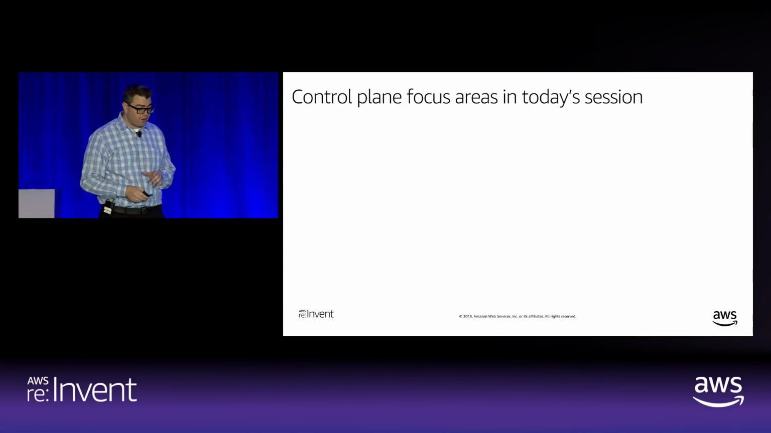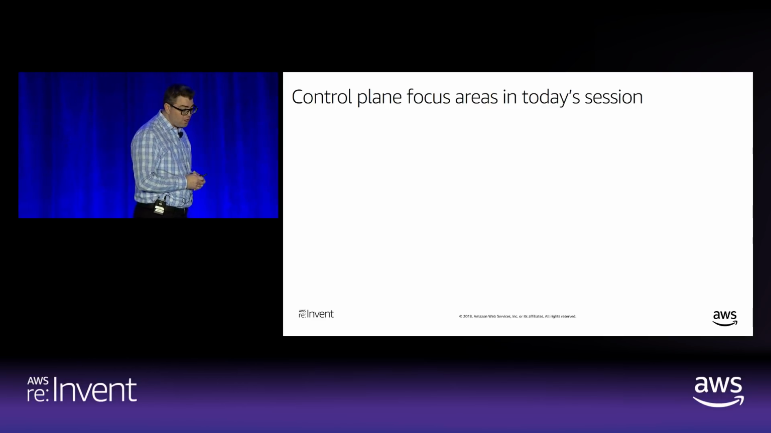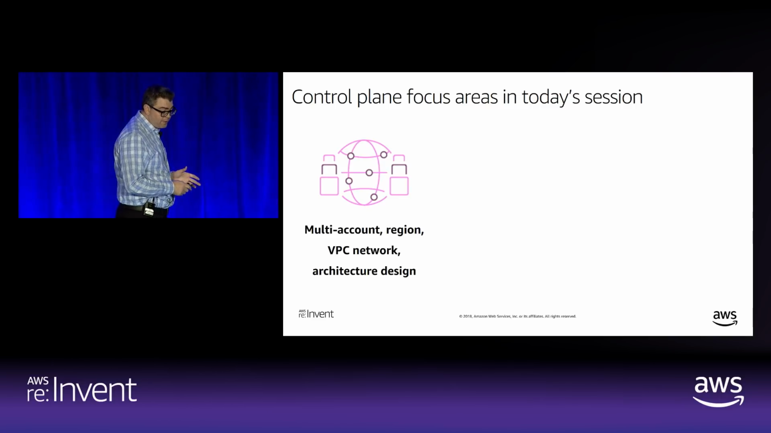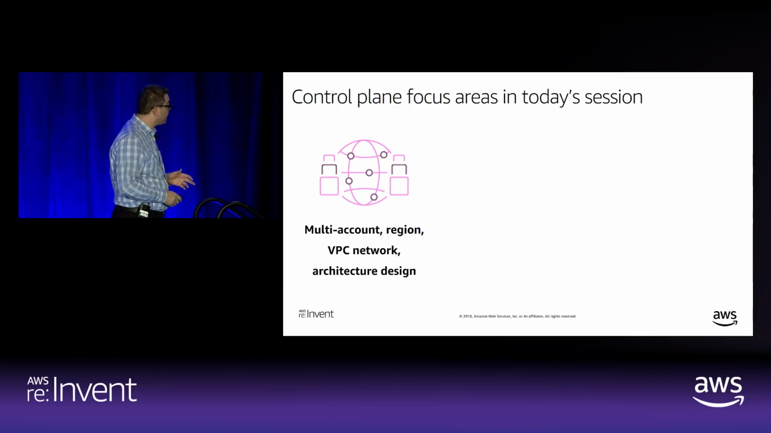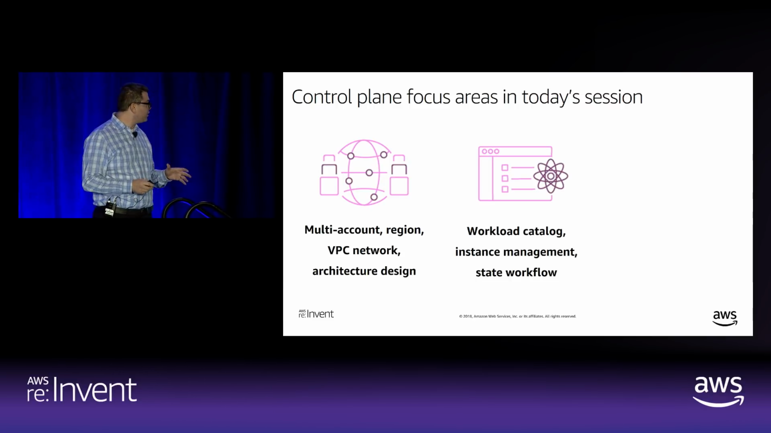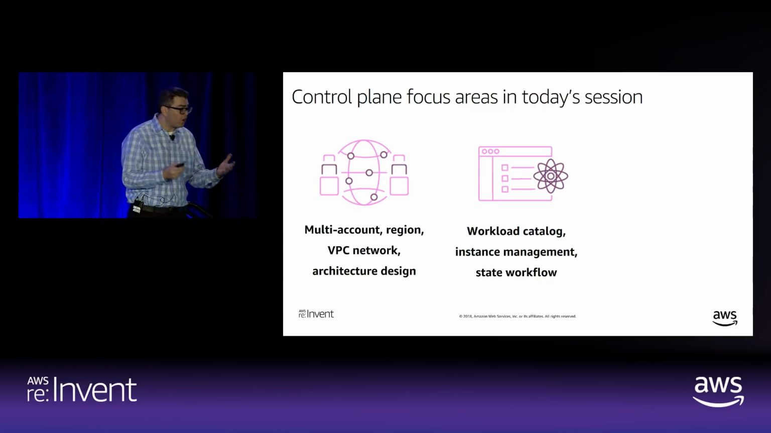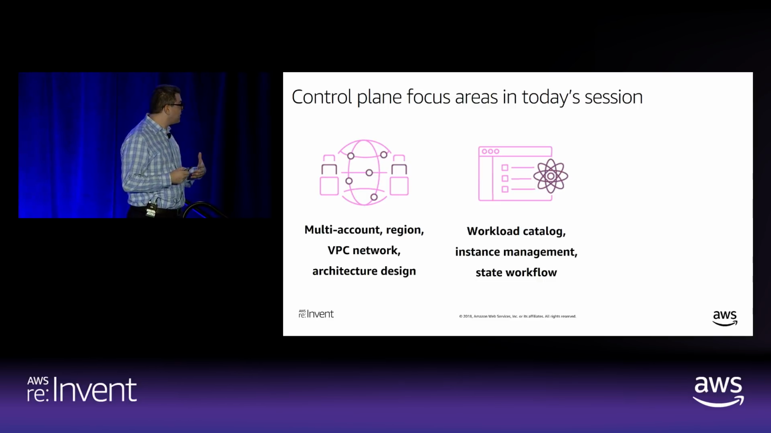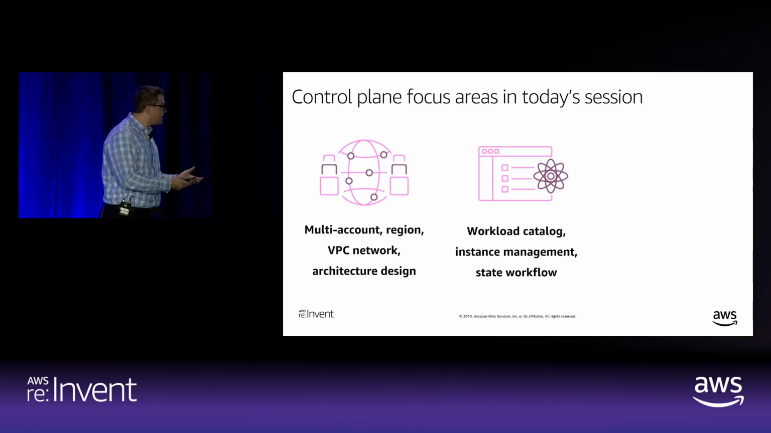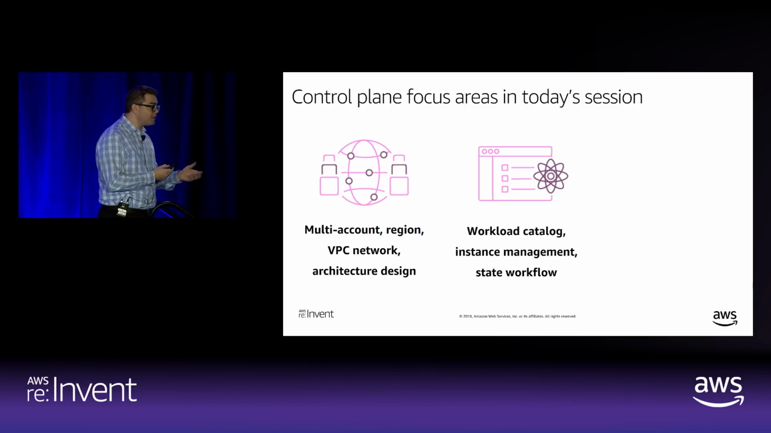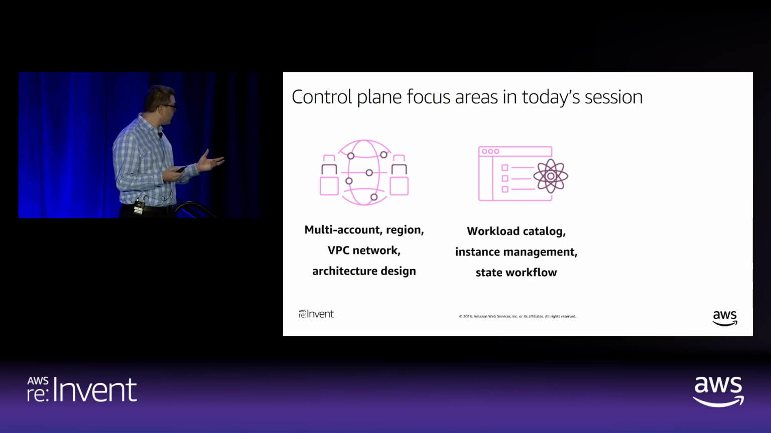So let's talk about the 3 focus areas for today's session. We're going to talk about a multi-account region VPC network design. We're going to talk about what some design considerations are for provisioning a workload catalog, where you instantiate the instances, but before the instantiation, you need to give them the opportunity to select what they want. What does that catalog look like? How would the architecture look?